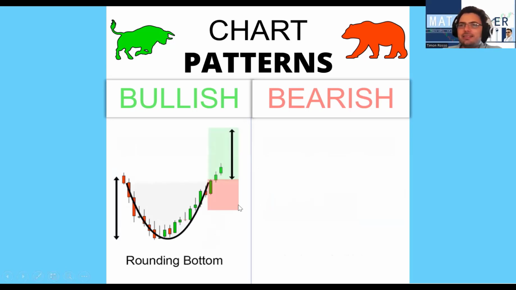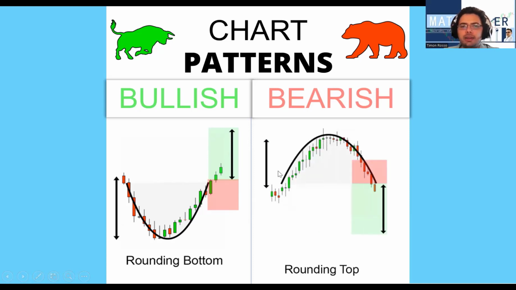Then we have a simple rounding bottom. Now, this is pretty much one of the easiest formations you see, but also quite common. So you see a big rounding bottom form. There is a neckline. The price breaks above the rounding bottom. That's where you hold it. You set your stop loss about 50% of the height or below the rounding bottom, depending on what you want to do.